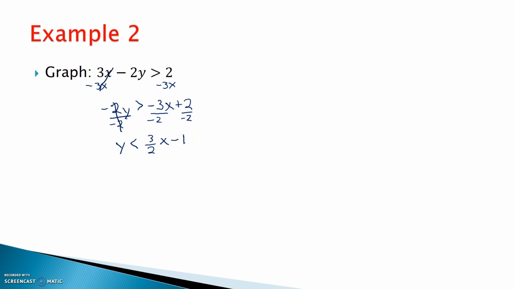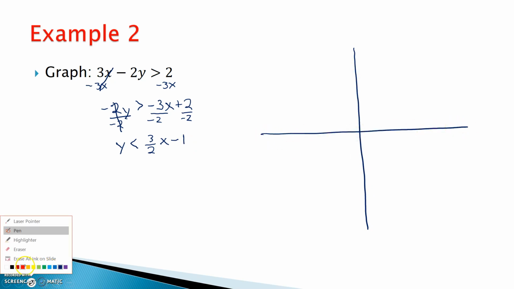Hey, that's y equals mx plus b. I'm good to go. I can already start to graph this guy here. All right, so this one, again, let me use a different color so it stands out. This one's telling me my b value is negative 1. So on the y-axis, I want to start at negative 1.